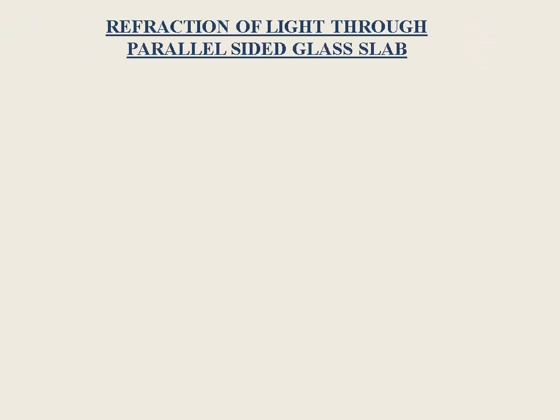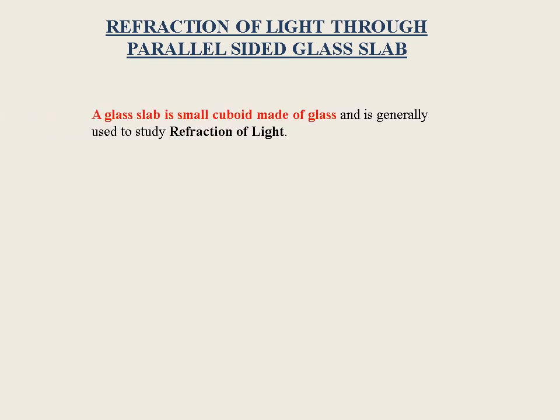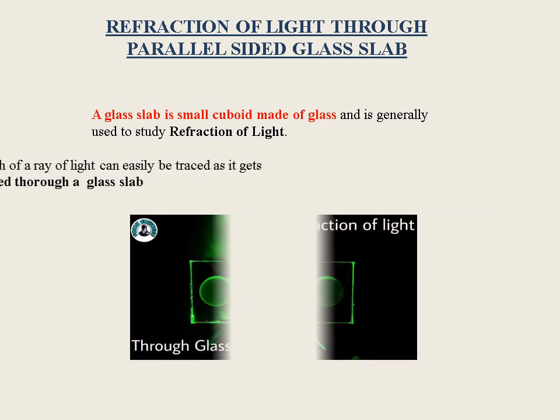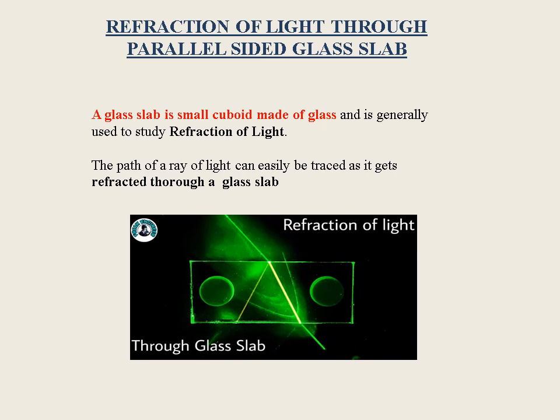Refraction of light through a parallel-sided glass slab. A glass slab is a small cuboid made of glass and is generally used to study refraction of light. The path of a ray of light can easily be traced as it gets refracted through a glass slab.